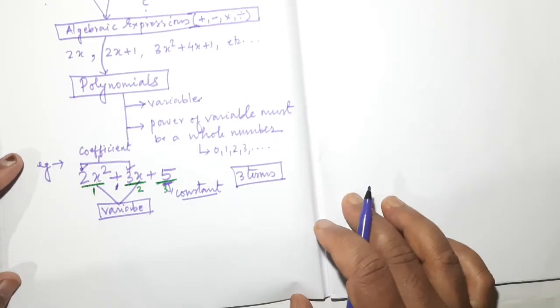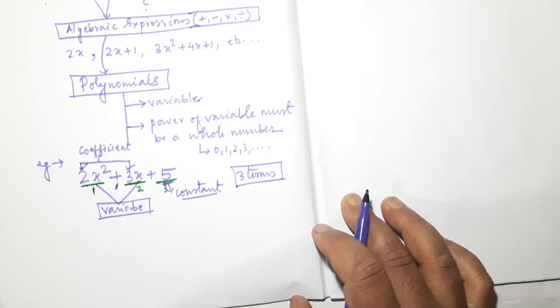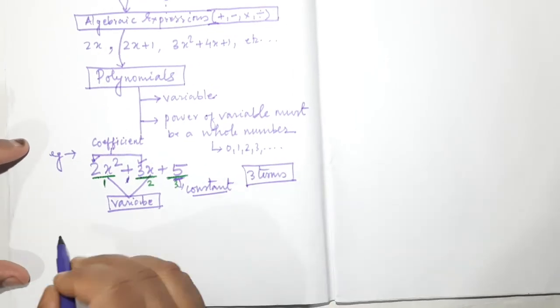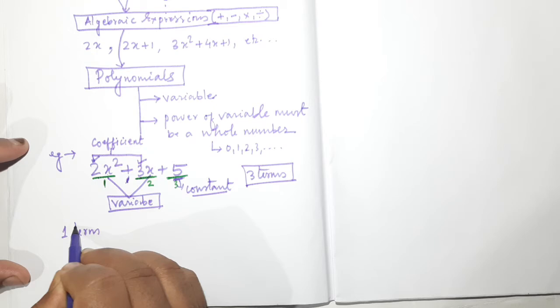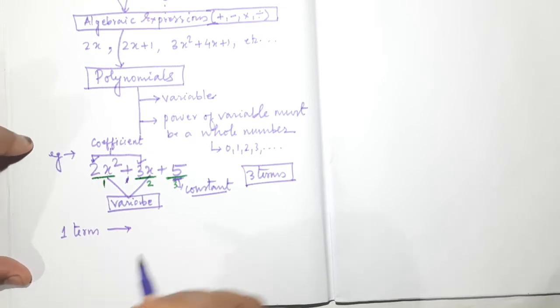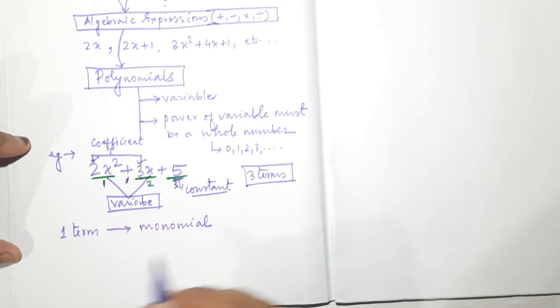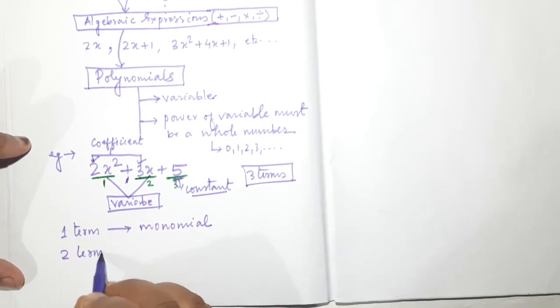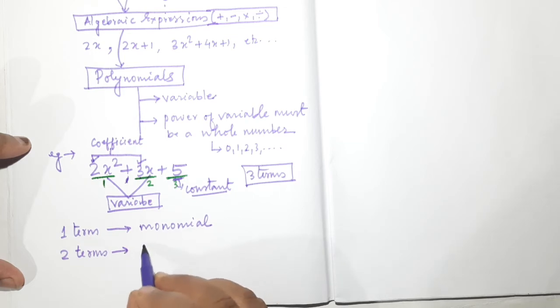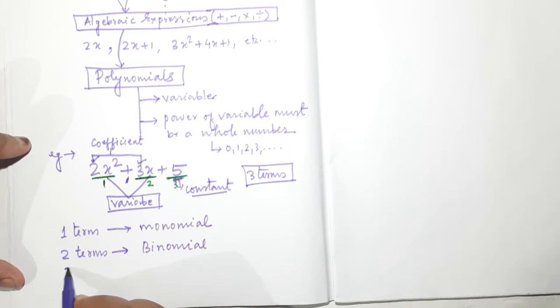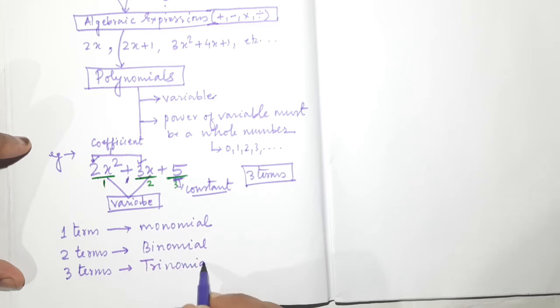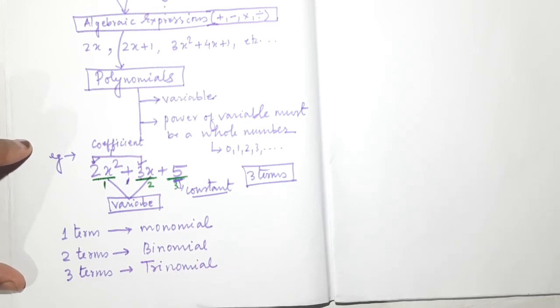Now, if you have one term, then the name of that polynomial is monomial. If you have 2 terms, the name is binomial. If there are 3 terms, then it is trinomial. Okay, children?